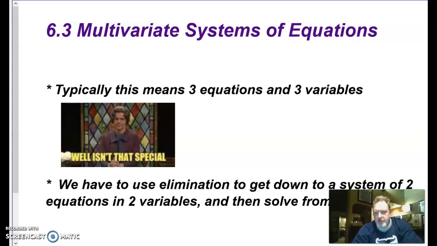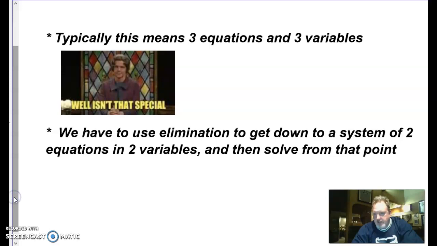When we have three equations and three variables, we generally need to use elimination to get down to two equations, two variables. We're going to show you how to do those a couple of different ways. We're going to use something called back substitution, and then we will use elimination to get to that point. So we'll go ahead and get started.